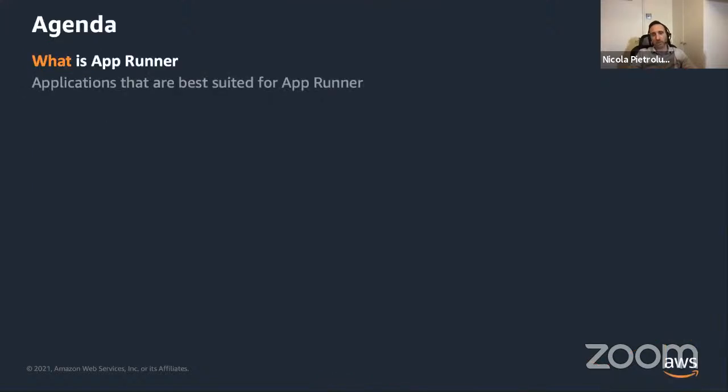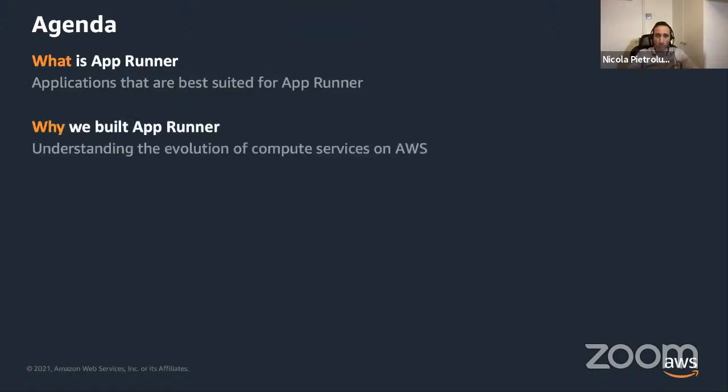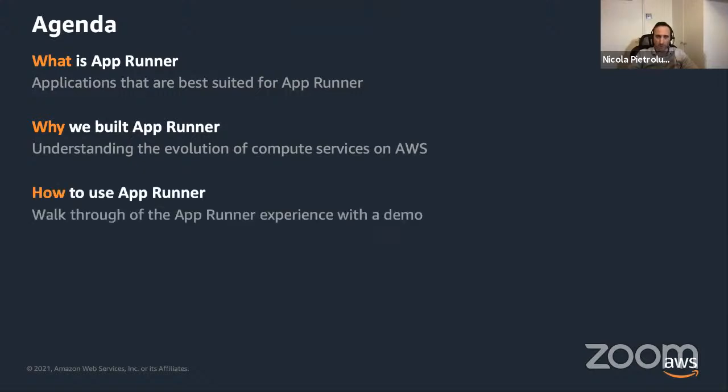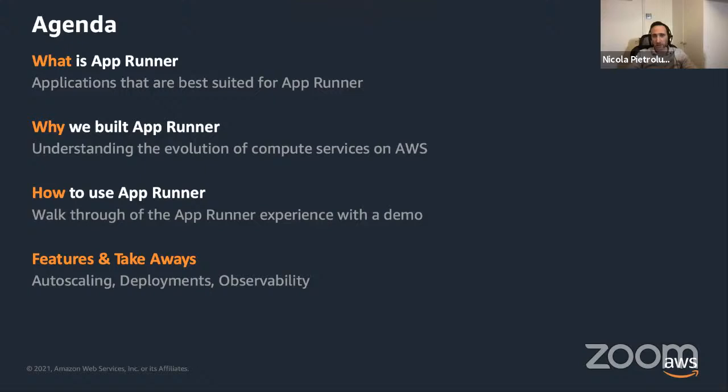So we're going to see what App Runner is and where it is best suited. Why we built App Runner. And we will walk through the history and the evolution of compute services on AWS. Then we'll see how to use and configure App Runner with a little demo. And finally, we will have some discussion about additional features, and we will see some takeaways.